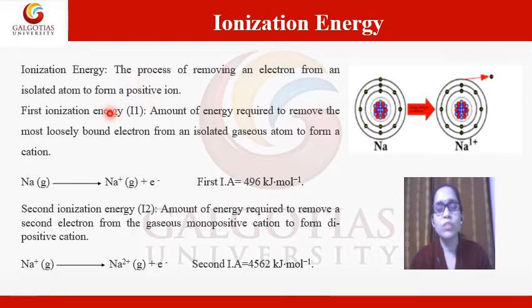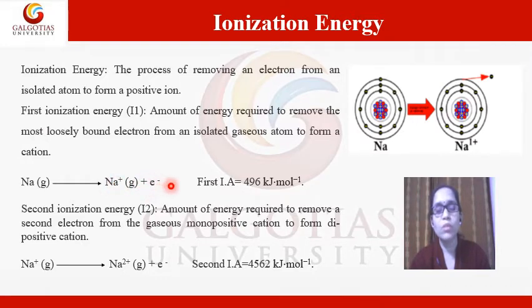So what is first ionization energy? This is represented by I1. This is the amount of energy required to remove the most loosely bound electron, that means the valence electron, from an isolated neutral gaseous atom to form a cation. Here you see the example: sodium gas converts to sodium plus, that is the unipositive cation, and it releases one electron.